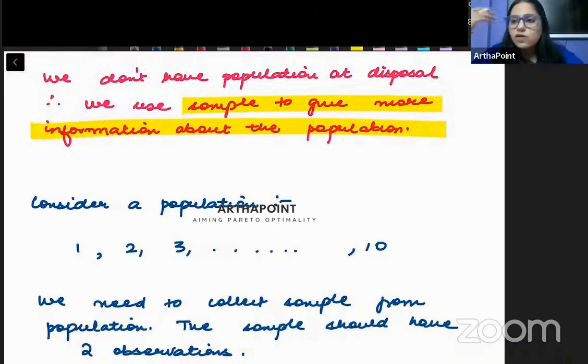Like for example, beta, I always give this example. What happens during the time of elections? During elections, we are not aware of which party will win. Party A will win or party B will win. So during that period, what will we do? We will ask some people, did you vote for party A or party B? Based on what people tell me, I will gain some information that party A may win, or party B may win. So we will use the sample to understand more information about the population.